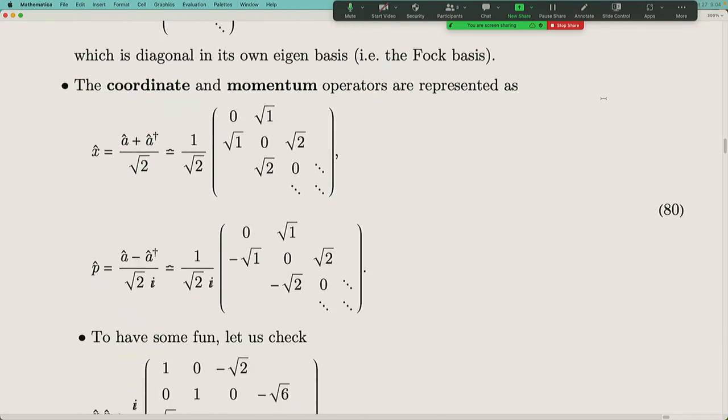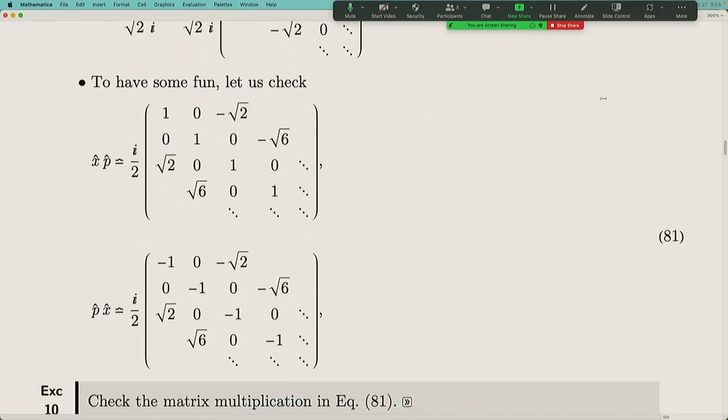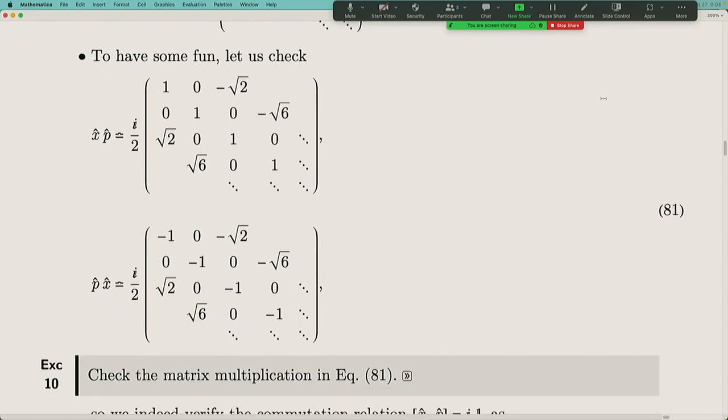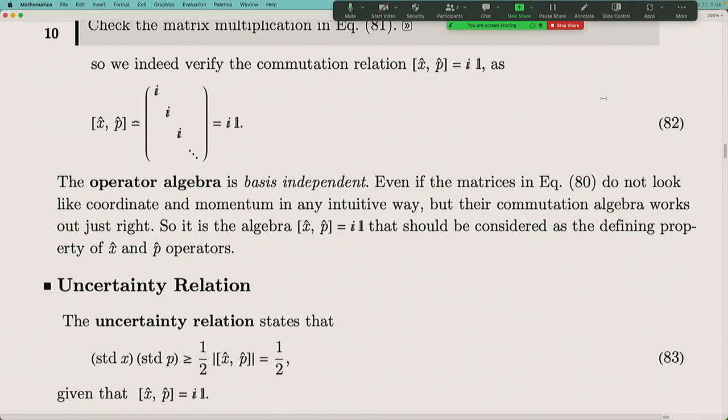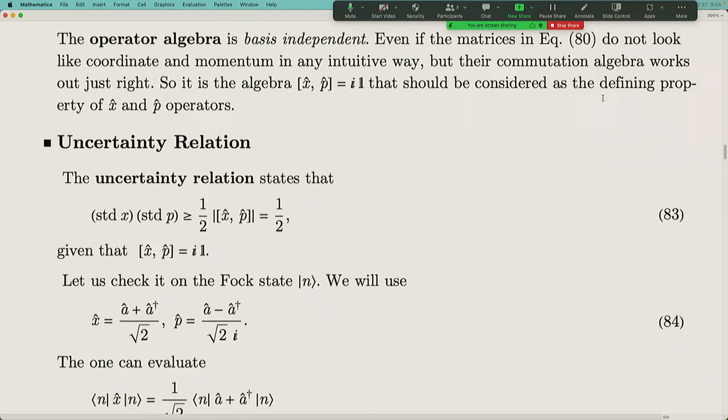And what is more interesting is that we can further represent the position and momentum operators in this number basis, and then they look like that. Based on that, one can further check that indeed the position and momentum operators satisfy the commutation relation as we expected from the very beginning. So this just says that regardless of how you represent these operators, their algebraic relationship is absolute, and it's representation independent, or basis independent.